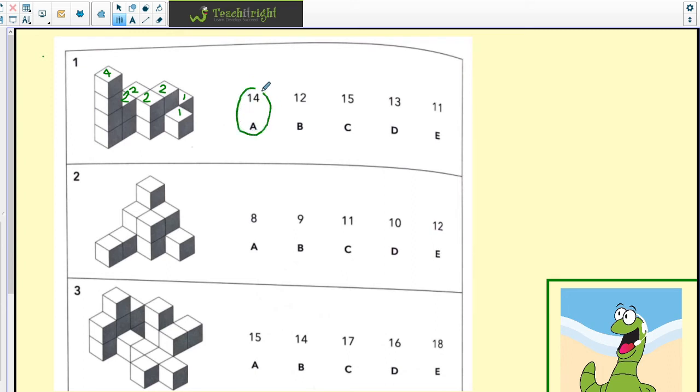So we have A. For this one, I think similarly, I'm actually going to label the top. So I'm going to say 1, 1, 1. This is a 2, a 2, a 2. And then we're left with a final third one up here. And then because these are columns, it's quite easy to count the blocks.